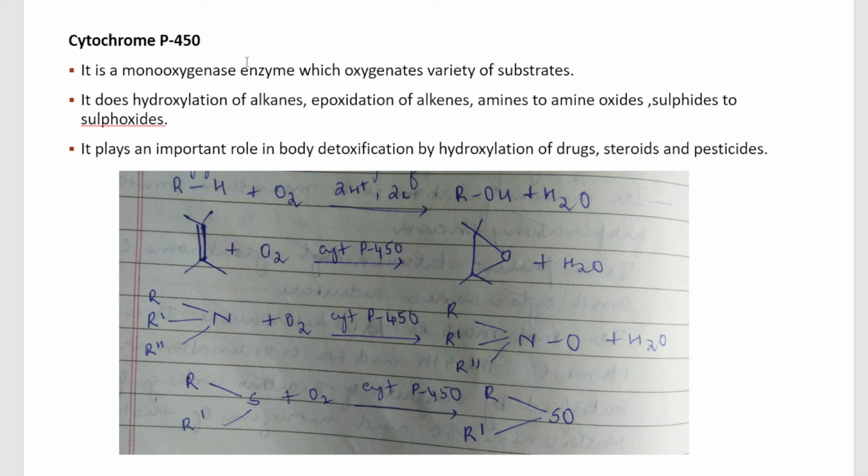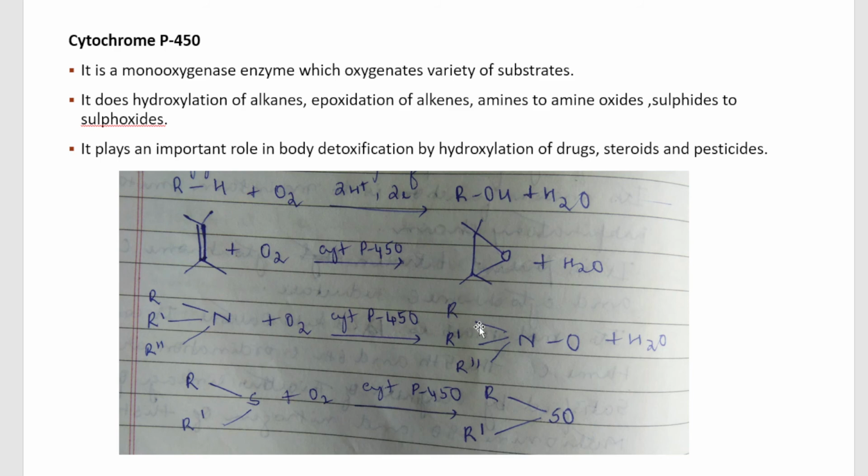So what are its functions? This is important. It does the hydroxylation of alkanes. You can see here RH, an alkane, is taken and its hydroxylation, or addition of oxygen, is done by cytochrome P450. You get an alcoholic species here. Next, it does epoxidation of alkenes. So you can see alkenes on epoxidation, what do they give? Epoxides.